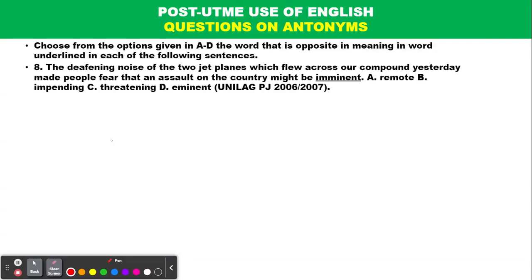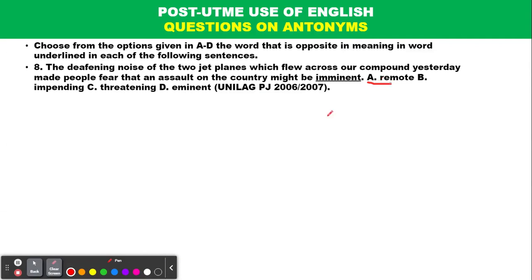And I need to mention that this question is taken from Unilag PG 2006/2007. So we are looking for the opposite of imminent. Imminent is something that will happen soon. So let's look at A, remote; B, impending; C, threatening; D, imminent. The correct option is A, remote. That means far. Okay, that is far.